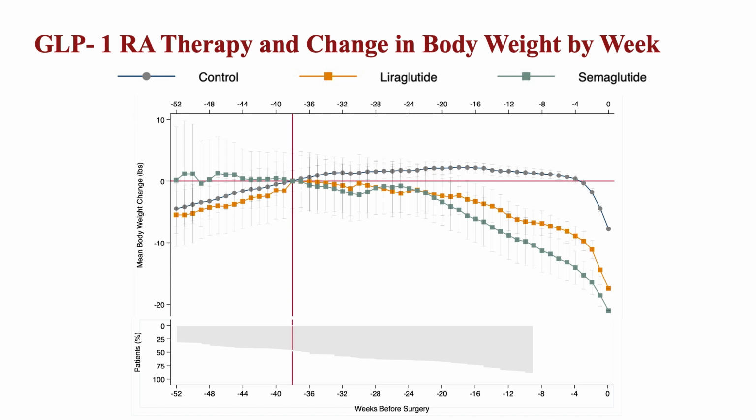Liraglutide and semaglutide are shown in orange and green. And what we can see here is that after 38 weeks, patients on liraglutide had on average 17 pounds of weight loss, and patients on semaglutide 21 pounds. So significant and clinically relevant differences compared to our control group.